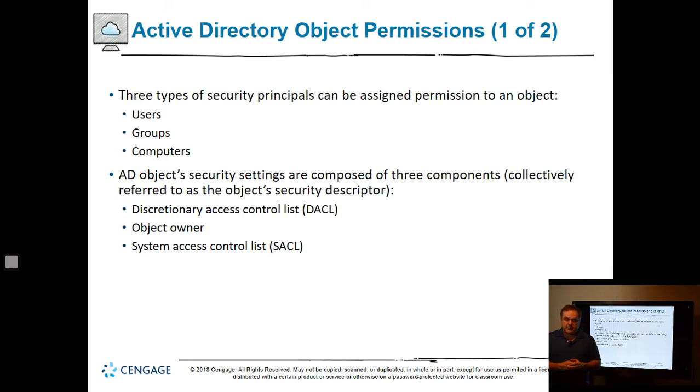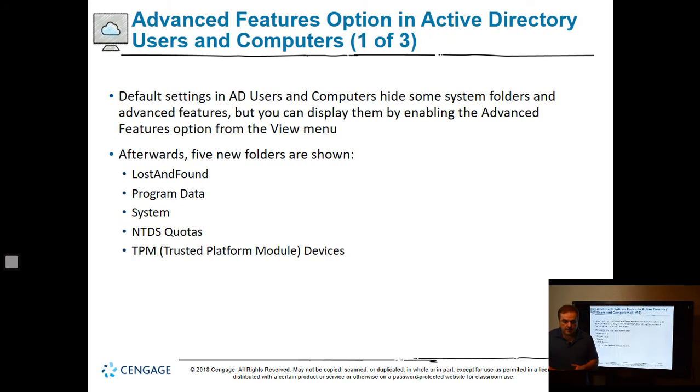Active Directory's object security settings are composed of 3 components. You have the discretionary access control list, the object owner, and the system access control list. So one is at the discretion of the administrator, then you've got the object owner itself, and then you've got the system that needs to have access in order to run programs properly.